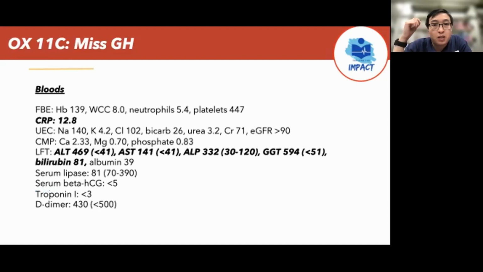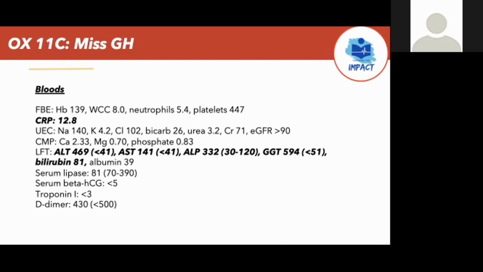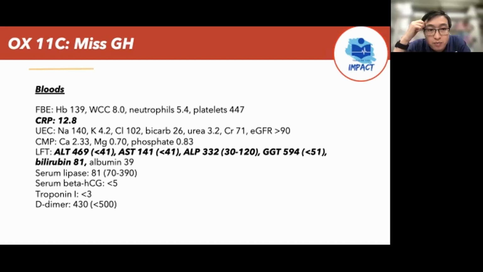Here are her bloods. So white cells are normal, but CRP is mildly elevated. There are globally deranged LFTs. And I think the most impressive one is the bilirubin, which is quite markedly elevated. Her lipase is normal.